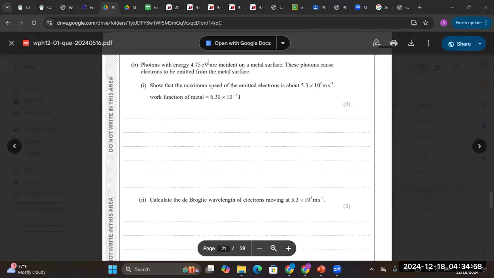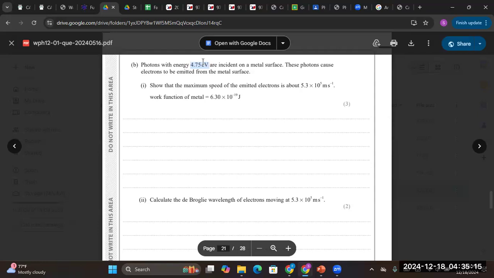Photons with energy of 4.75 electron volts. So notice over here, Laiba, the unit is different. It is electron volts. It's not joules. So please remember, we have to convert electron volts into joules.